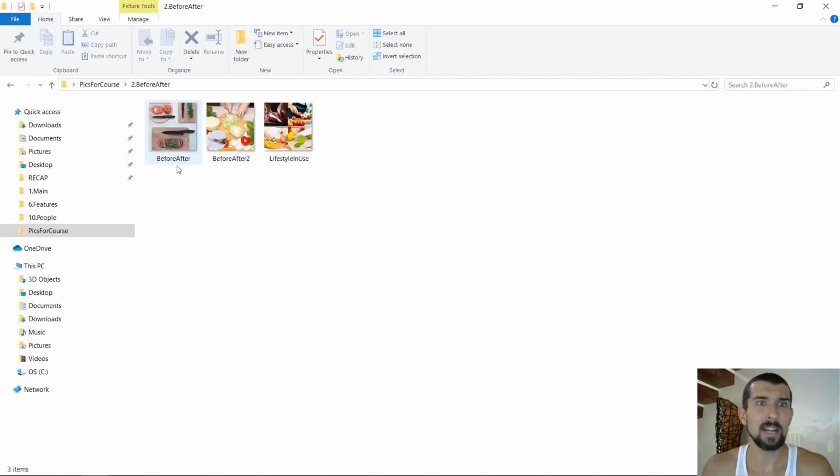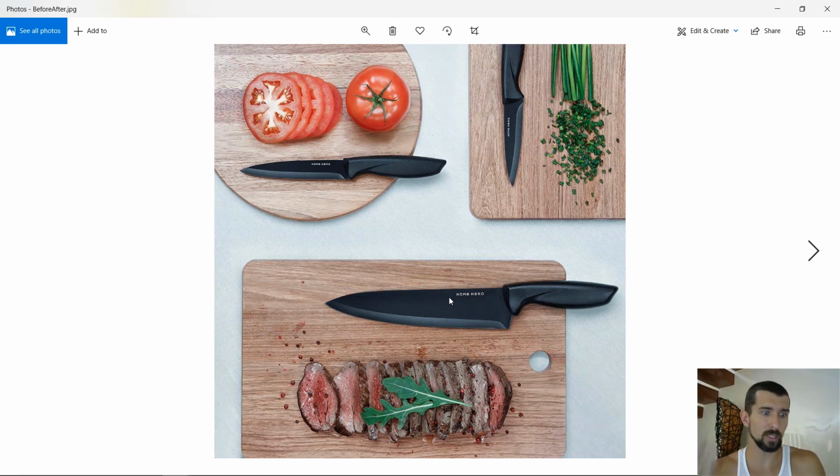Next thing, we have before and after pictures. What does it mean? What do before and after pictures do? They show what happens before a product and what happens next. For example, we have this tomato here, we have the knife, and this is what happens after the tomato meets the knife. In this picture, we don't have the knife in action, which could be even better. But for this specific one, they show just before and after.